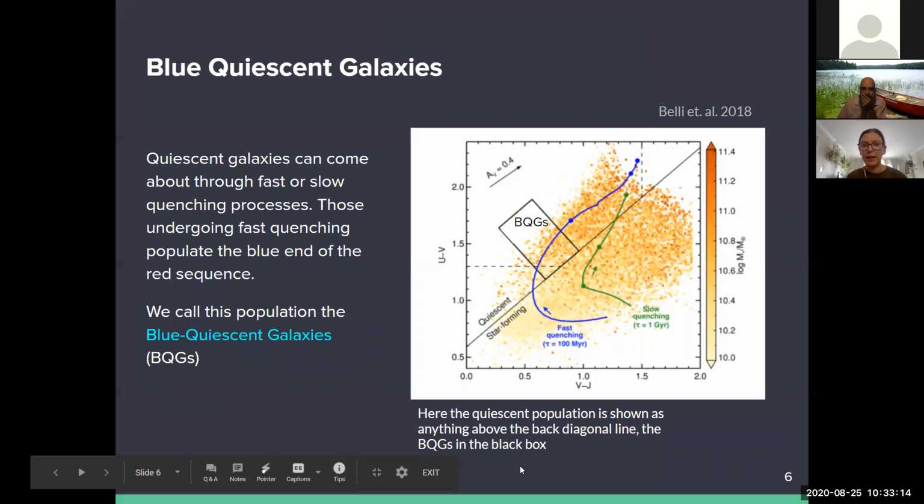And for the blue quiescent galaxies, this is a term that we came up with in order to describe the blue end of the quiescent sequence. This is a picture from Belli et al., where they're showing that based on different quenching mechanisms, galaxies are passing through the blue end of that quiescent cloud on the top here. So we're selecting out that region and calling them blue quiescent galaxies because they would be just entering the quiescent cloud.